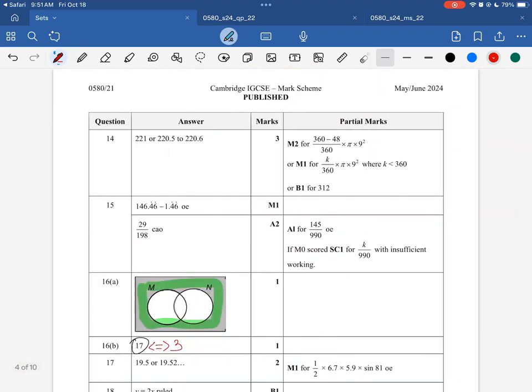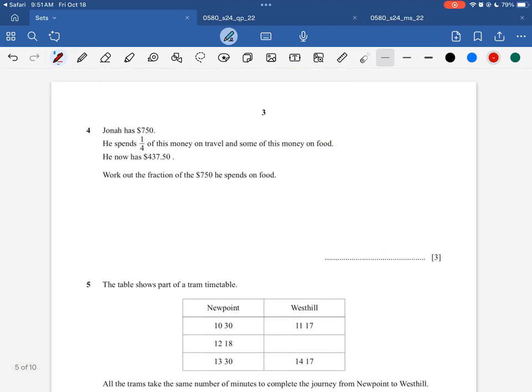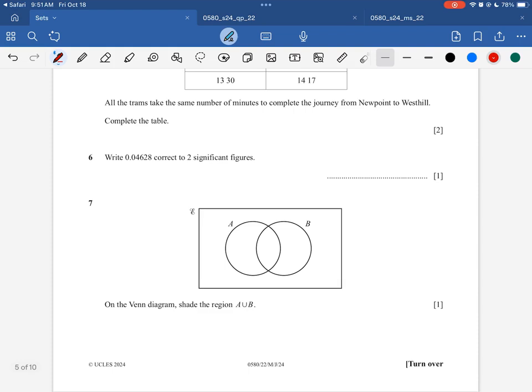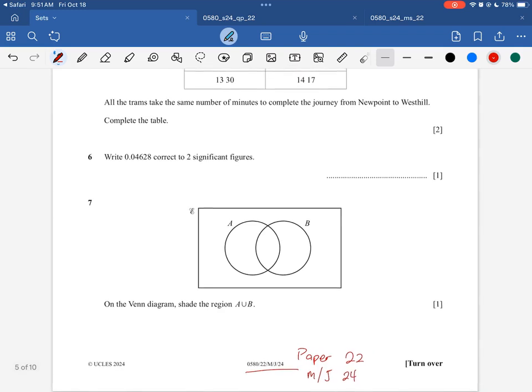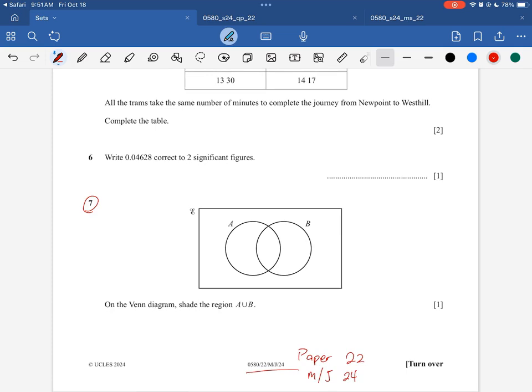Okay, let's go do a different question. This is still the same year, but paper 2-2. So May, June 24, paper 2-2. And we're going to work on number 7. Now it says, on the Venn diagram, shade the region A union B. Now remember we said union is everything inside with no repetition. So A union B is everything inside here, not counting the outside. Outside is not part of it. A union B is everything inside.